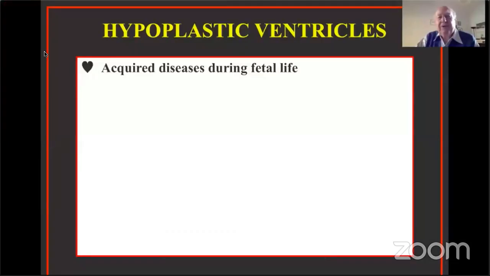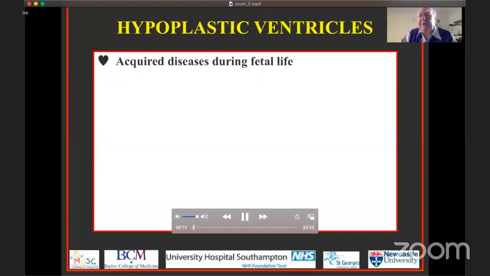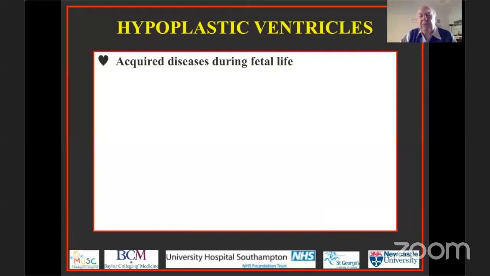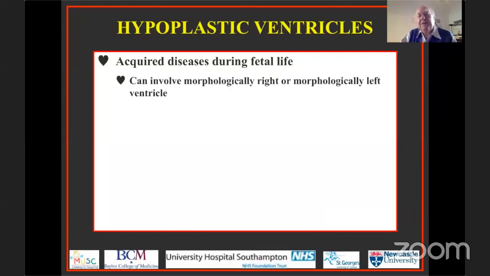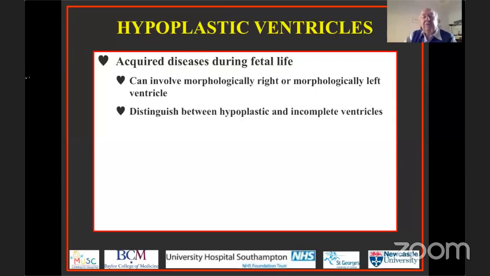So what we are talking about, again, is hypoplastic ventricles. And what I'm going to be stressing again this week, we're looking at another instance where we're dealing with acquired diseases during fetal life. So let me remind you again, these acquired diseases can involve either the morphologically right or the morphologically left ventricle. Last week, we discussed pulmonary atresia with intact ventricular septum. This week, we're going to discuss the hypoplastic left heart syndrome.